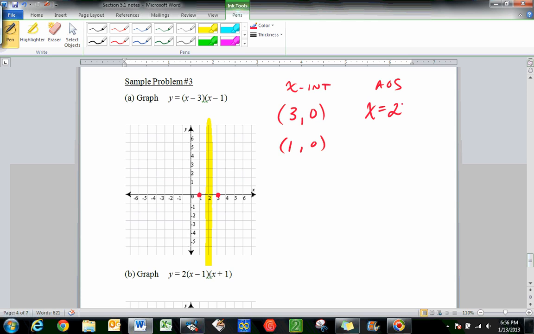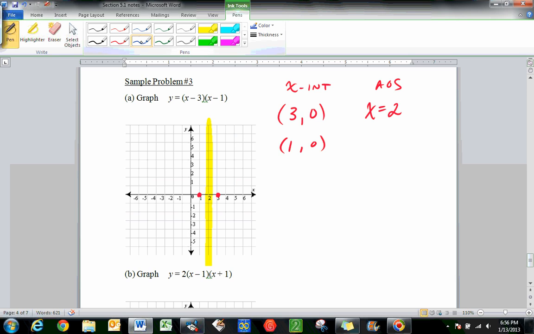So keep in mind, if you're being asked for the x-intercept, it should be written as a point with an xy ordered pair, and if you're being asked for the axis of symmetry, it should be written as an equation of a vertical line, which is x equals whatever number represents the axis of symmetry. So to get full credit, you'll need to write it in those forms.